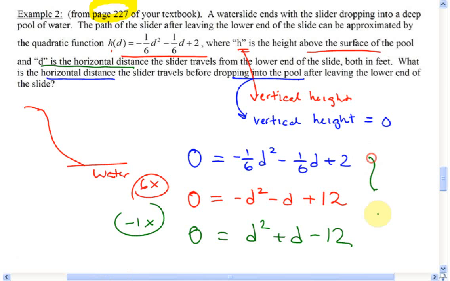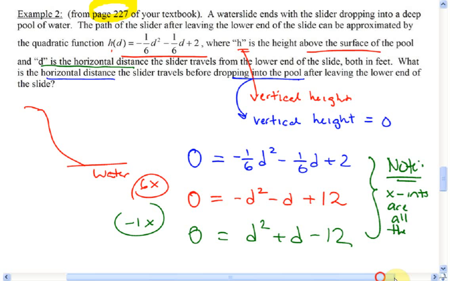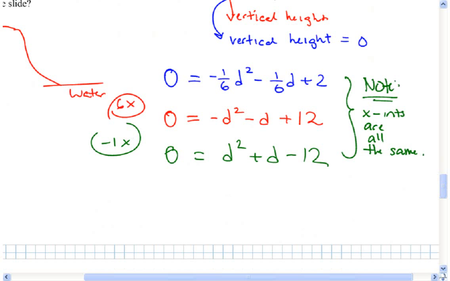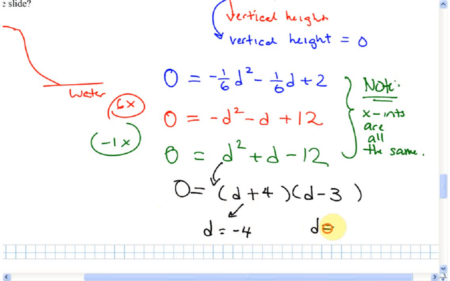So, make a note. X-intercepts are all the same. So, ladies and gentlemen, because they are all the same, which one of these equations should I use to try to factor and solve? The easiest one, which is, of course, the first one? Okay. No, don't listen. I'll listen to myself. Okay. And then you solve. You get the answer. D equals negative 4, and D equals 3.